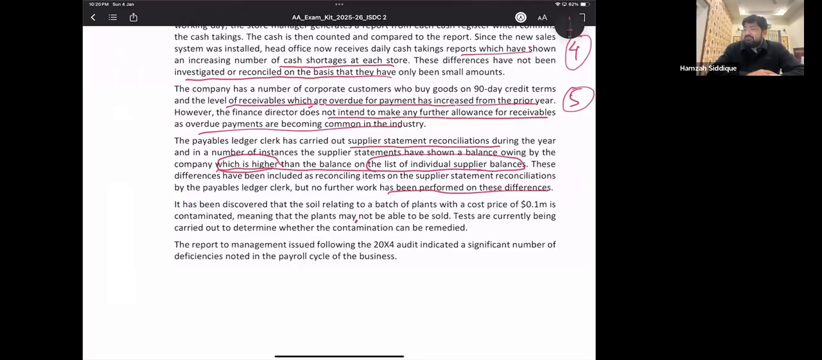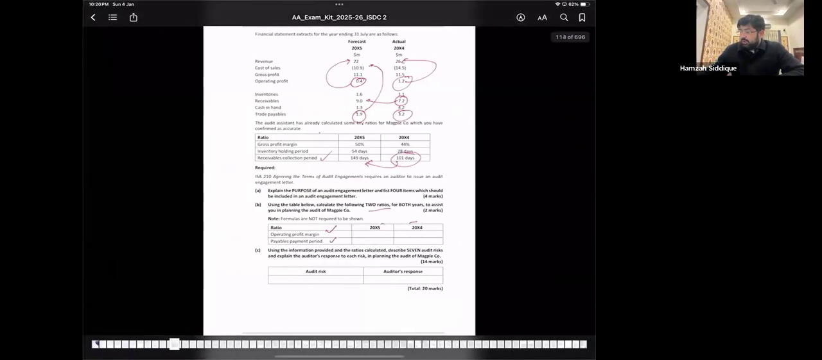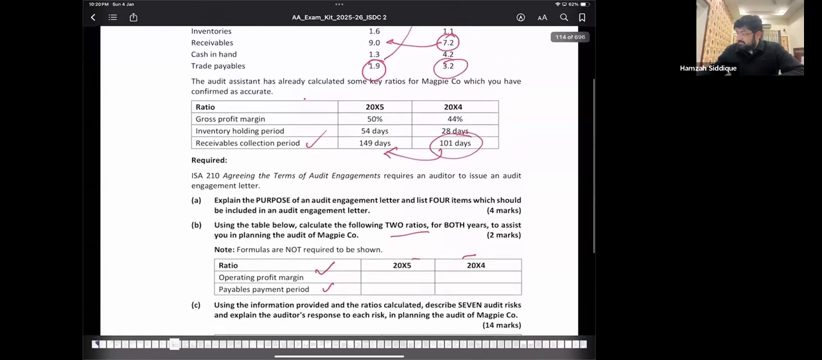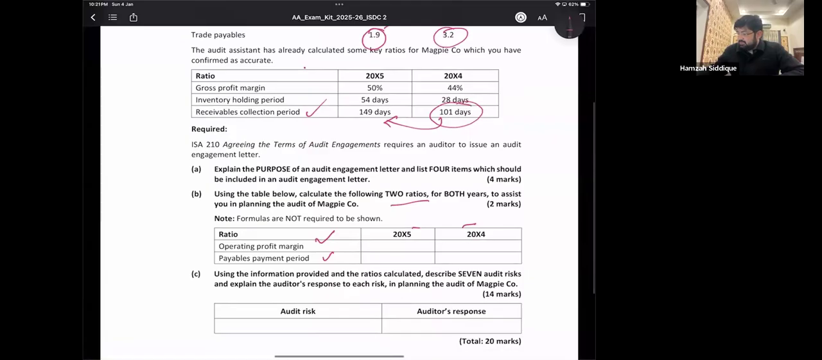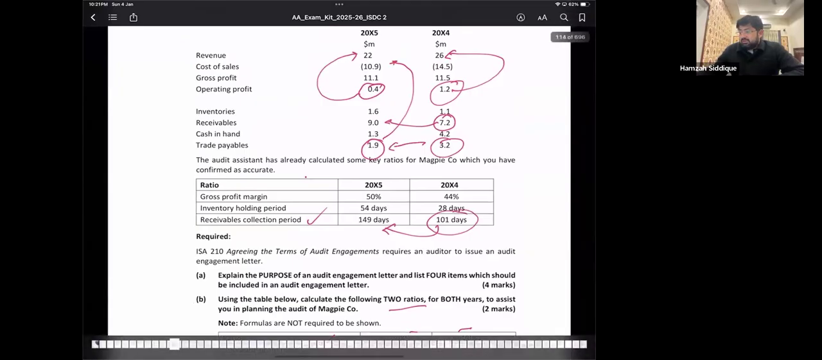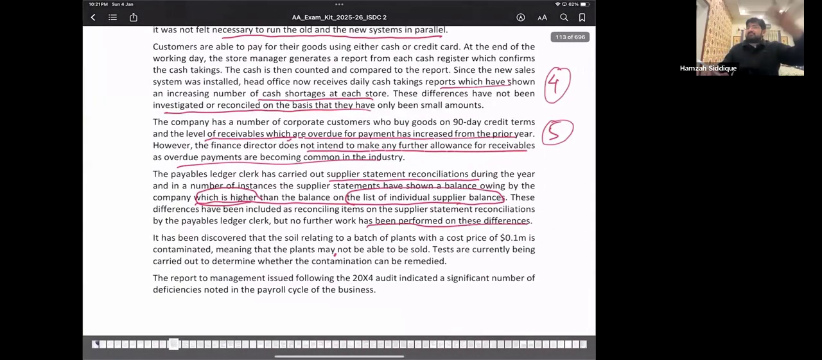Payable days, if you calculate it, will be 64 days, and here there are 81 days. So they are decreasing. Payables overall are also decreasing. But the supplier statement is showing a higher balance, and the company's record is showing a lower balance. The supplier says this company has to pay, for example, 5 million. Their record is showing they have to pay 1.3 million.